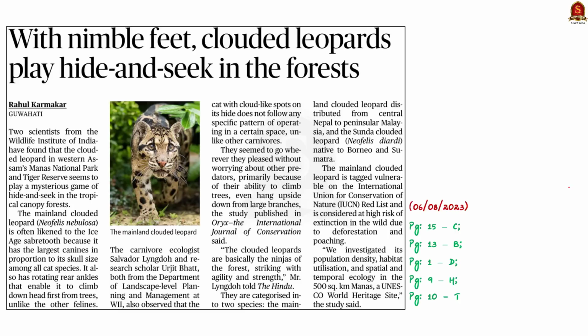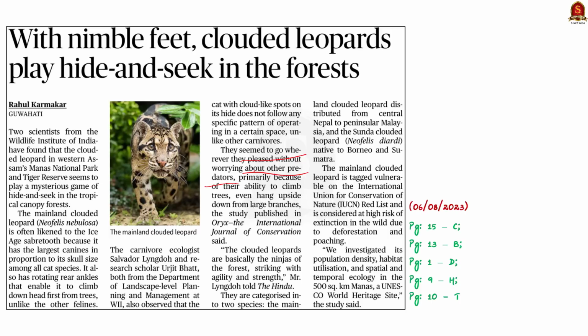Take a look at this article from yesterday's newspaper. According to the article, the scientists have found that clouded leopards do not follow any specific pattern of movement like other carnivores. They seem to go wherever they please without worrying about the predators.